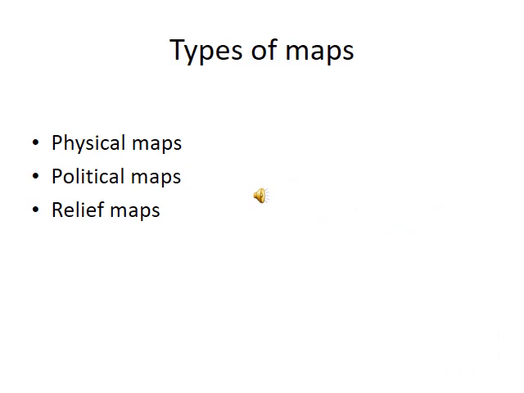The 3 types of maps that we should be able to talk about, identify, and explain what they are by the end of this lesson are physical maps. Physical maps show hills, mountains, rivers, valleys, and other landforms. Also political maps. These maps show towns, cities, and borders between countries. And lastly, relief maps that show height of hills and mountains.